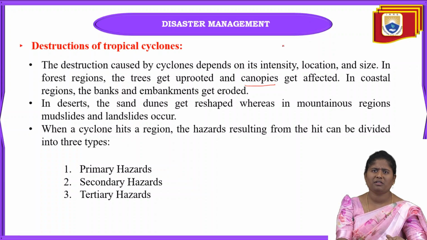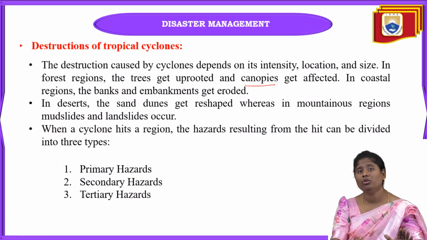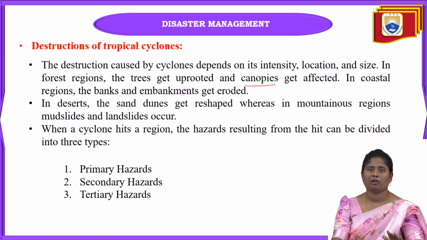In deserts, sand dunes can be reshaped. In mountainous regions, mudslides and landslides can occur. These are all the destruction caused by tropical cyclones.